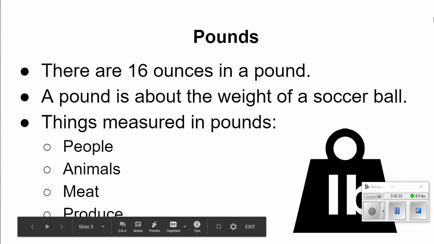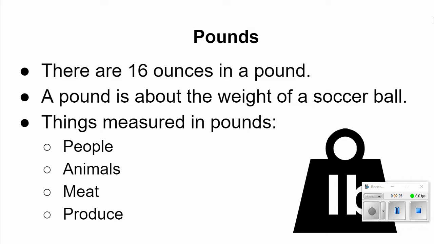The next unit of measurement, pounds. There are 16 ounces in 1 pound, so a pound is bigger than an ounce. A pound is about the weight of a soccer ball. Things measured in pounds. People. So when you go to the doctor and they take your weight, they will tell you how much you weigh in pounds. Same with animals.